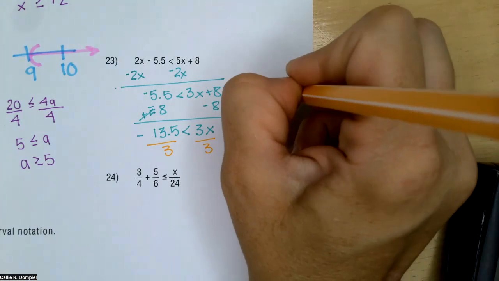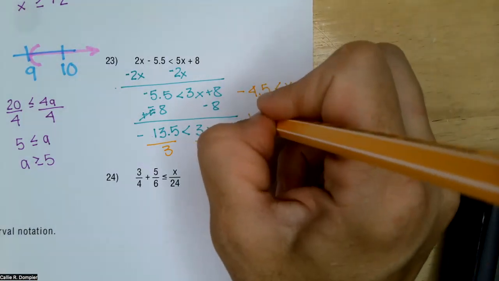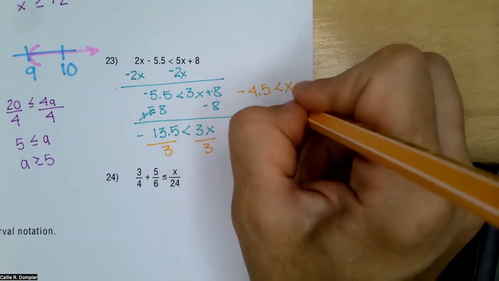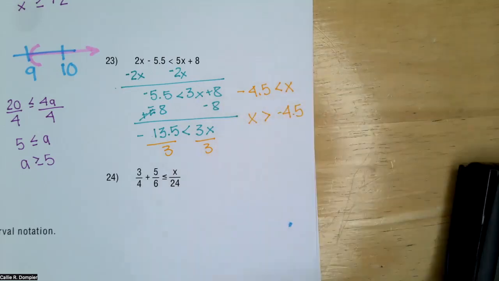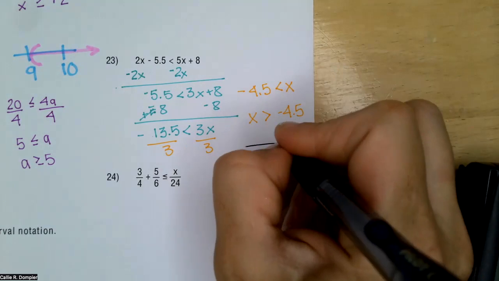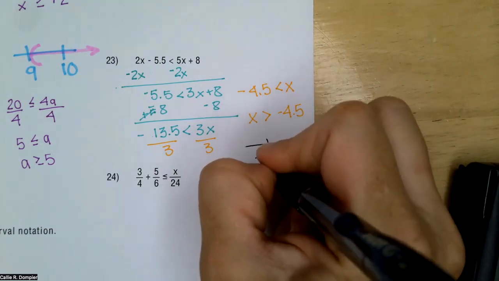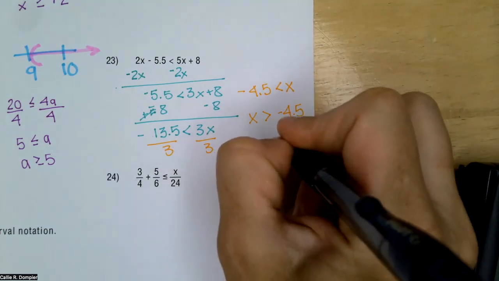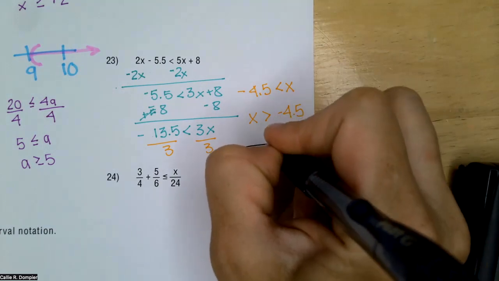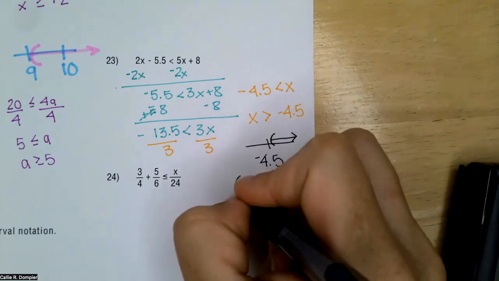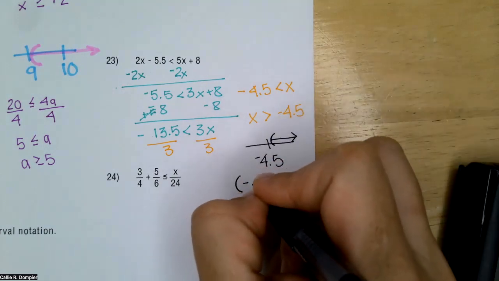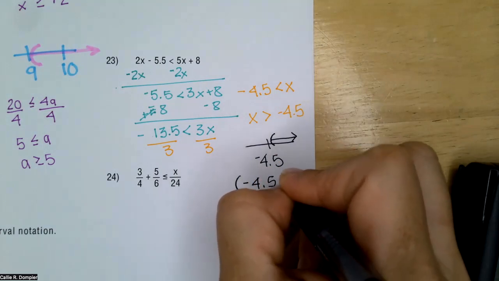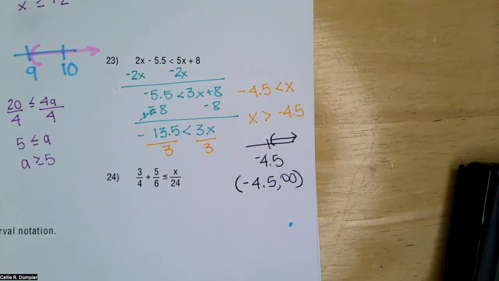Negative 4.5 is less than x, but I would like to flip that around. X is greater than negative 4.5. Here's negative 4.5. It's greater than, and it's not equal to. So my interval notation is going to be parenthesis, negative 4.5 to infinity. Good.